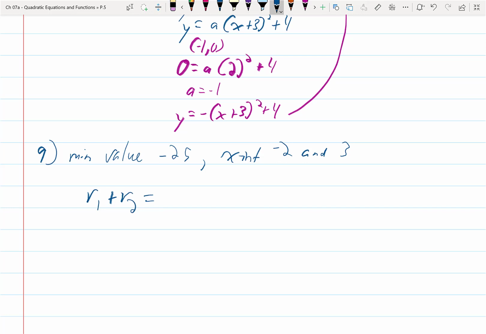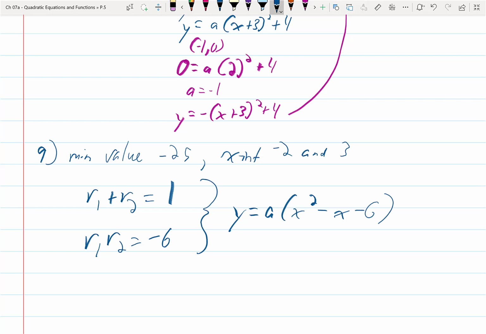R1 plus R2 is 1. R1 times R2 is -6, which means that I know that my equation could be y is equal to a times (x squared minus 1x minus 6). Yeah, there's a 1 here, Andrew. This one. The R1 plus R2 goes there. Oh, you're right.